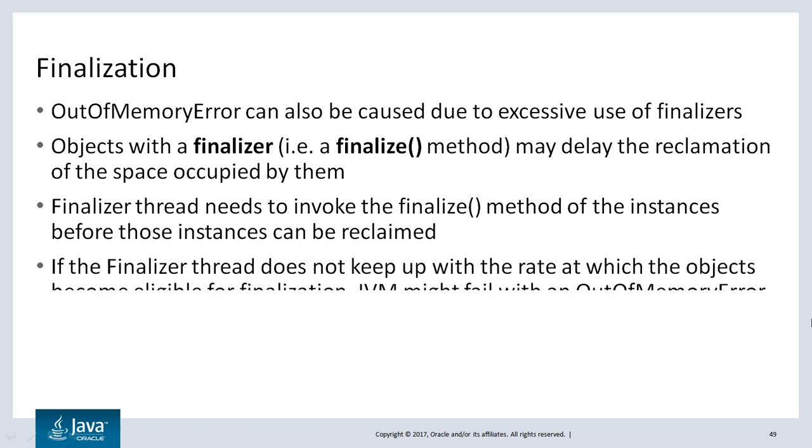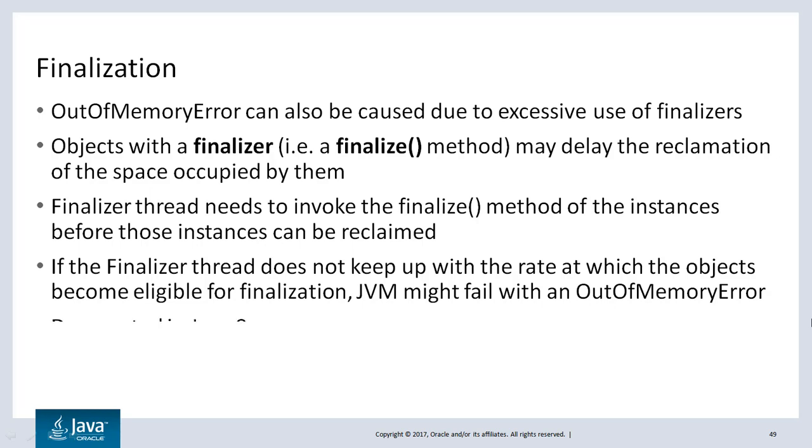Now, if the finalizer thread does not keep up with the rate at which the objects are added to its queue, the JVM might fail with an out-of-memory error, even though the objects piled up in the finalizer's queue were eligible for collection. Therefore, it's really important to make sure that we are not running out of memory due to a large number of objects pending finalization. I would also like to mention here that finalizers are being deprecated in Java 9.